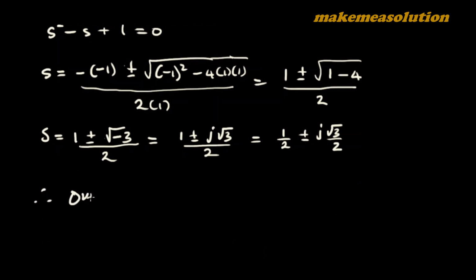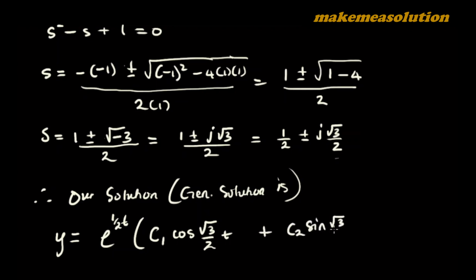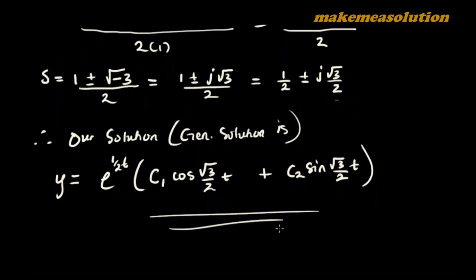Therefore, our general solution is y equal to exponential this guy over here, which is e to the 1 over 2 t, then into c1 cos bt, which is cos root 3 over 2 t, then plus c2 sine root 3 over 2 t. So this happens when you solve second order homogeneous differential equations and you have complex roots from your characteristic equation. This is the way you're going to format your general solution.